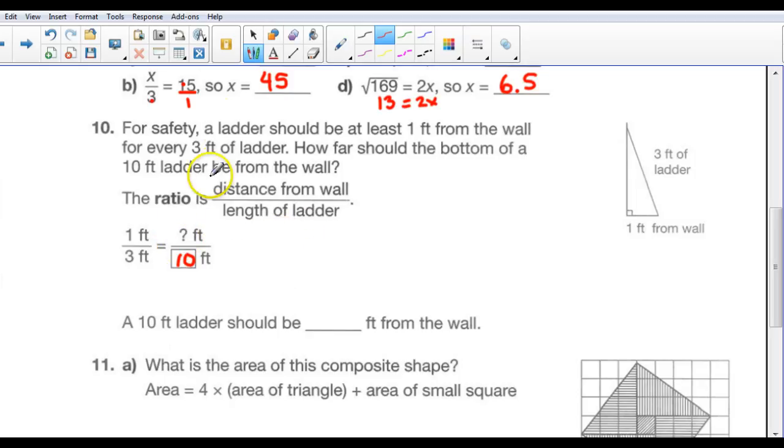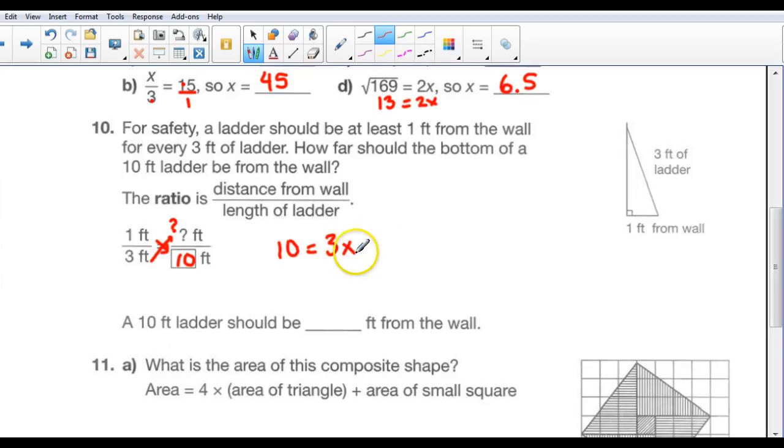So what we can do is we can do what we did up here. We can cross multiply. We can take this times that. Cross multiplication means we go across but opposite. The 1 gets multiplied by the 10 and the 3 gets multiplied by the question mark. Okay, so 1 times 10 is 10 is equal to 3 question mark or 3x.